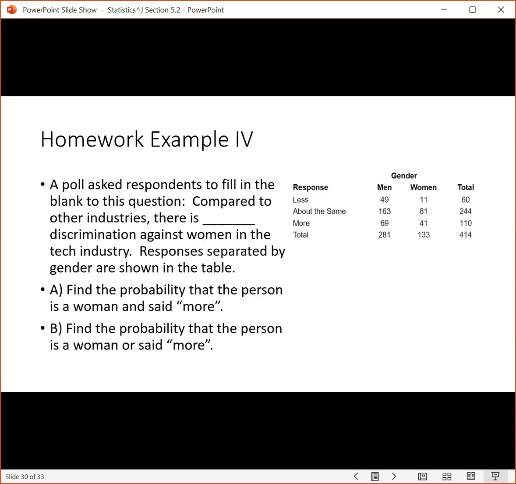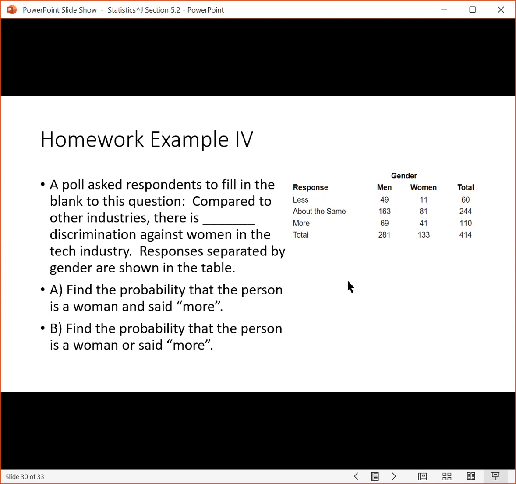I think that's the last slide. Oh, nope, there's another homework example. My apologies. A poll asked respondents to fill in the blank in this question: Compared to other industries, there is blank discrimination against women in the tech industry. Responses separated by gender are shown in the table. Find the probability that the person is a woman and said more. Find the probability that the person is a woman or said more.